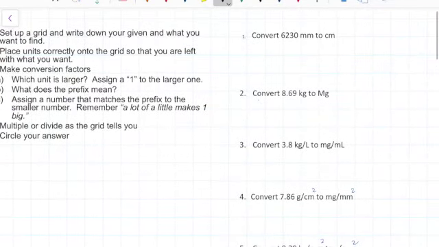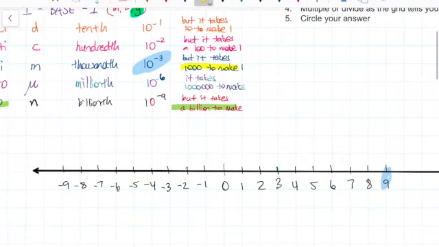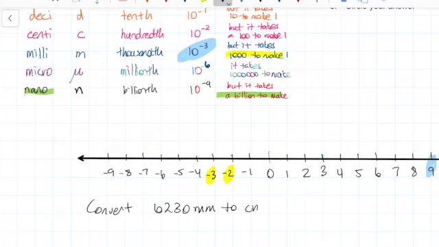Here's the first problem. This problem says, convert 6,230 millimeters to centimeters. Well, you know that milli means 10 to the minus 3, and you know that centi means 10 to the minus 2. So then I find students want to say, okay, so there's 10 to the 5th of the one into the other, but now let's think about this.